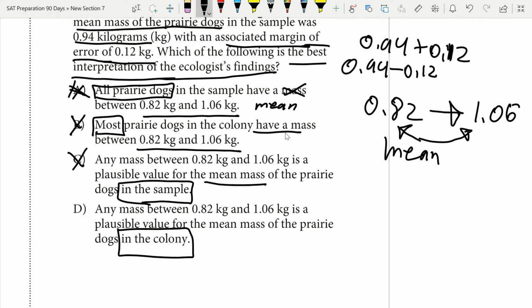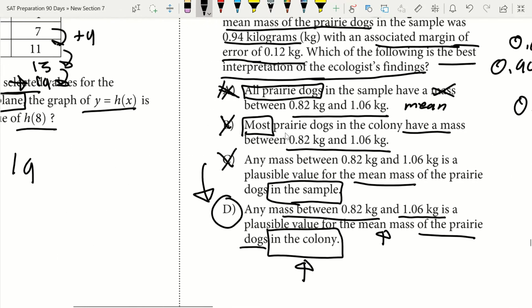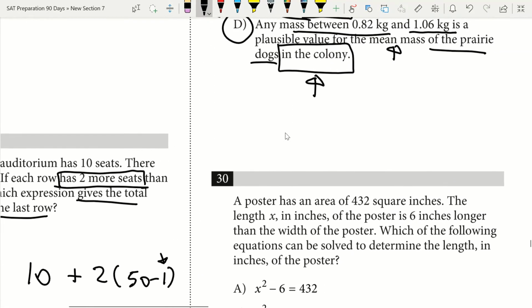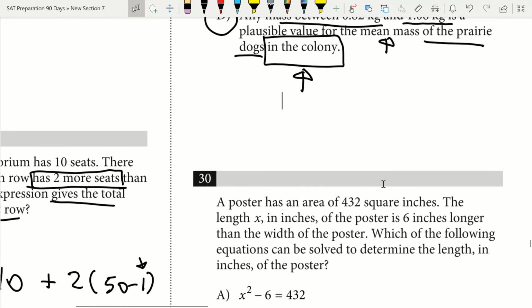So our answer there is going to be D. Any mass between 0.82 kilograms and 1.06 kilograms is a plausible value for the mean mass of the prairie dogs in the colony. We want to apply or interpret that data to where we took that sample from, which was that full colony. So our answer for 29 is going to be D. That one is really dealing with data. That one's understanding how to work with it. That's kind of a statistics question.